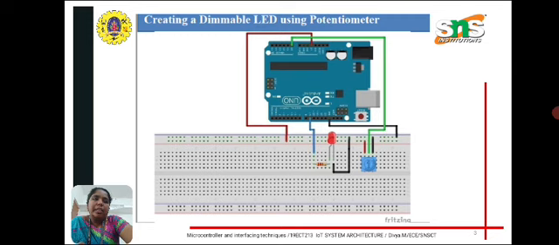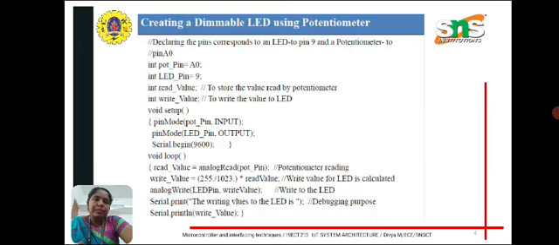We are connecting the LED with the help of resistors and a potentiometer, and we have to give the power supply for this. We have to create a program in the Arduino, then compile it and upload the program into the kit. This is the program for blinking an LED using a potentiometer.